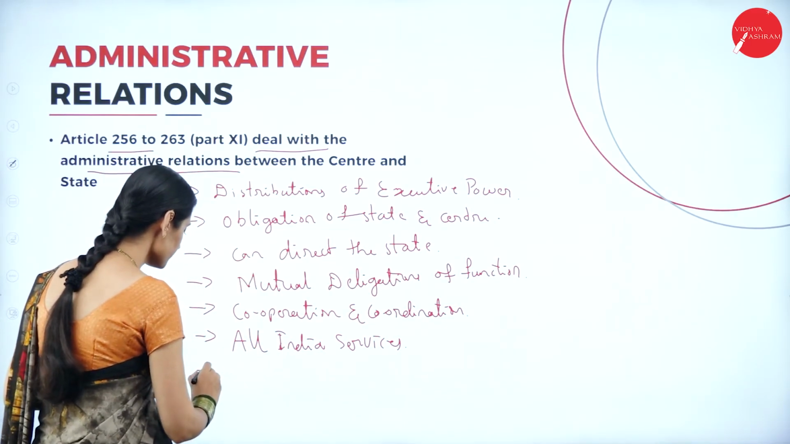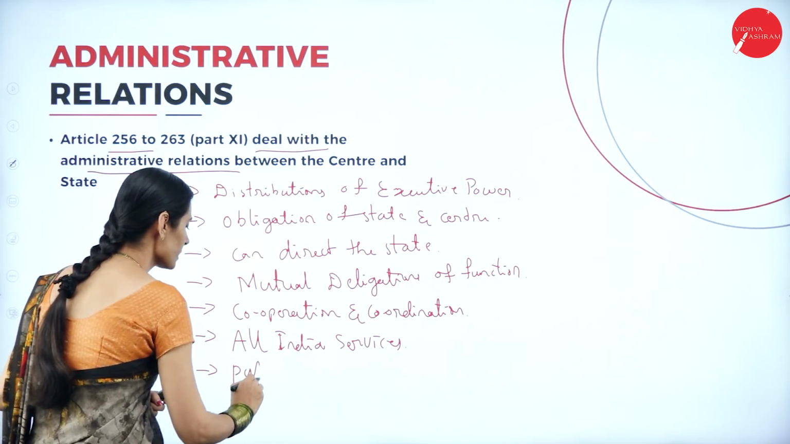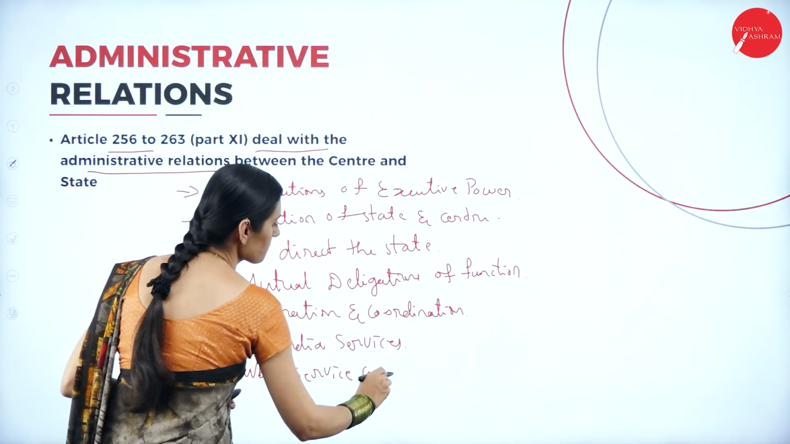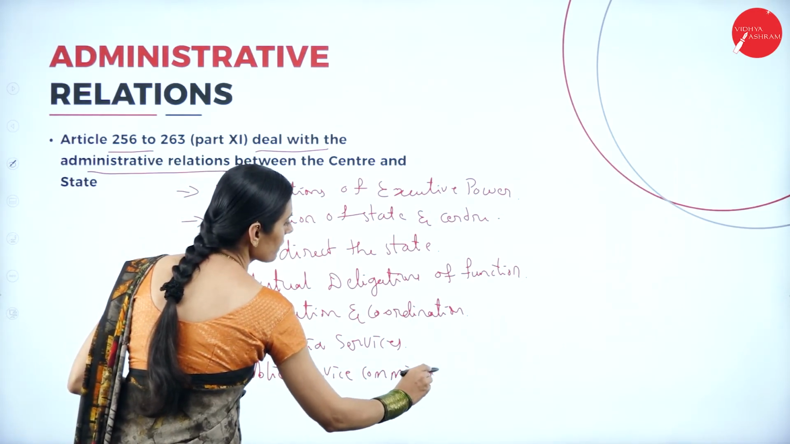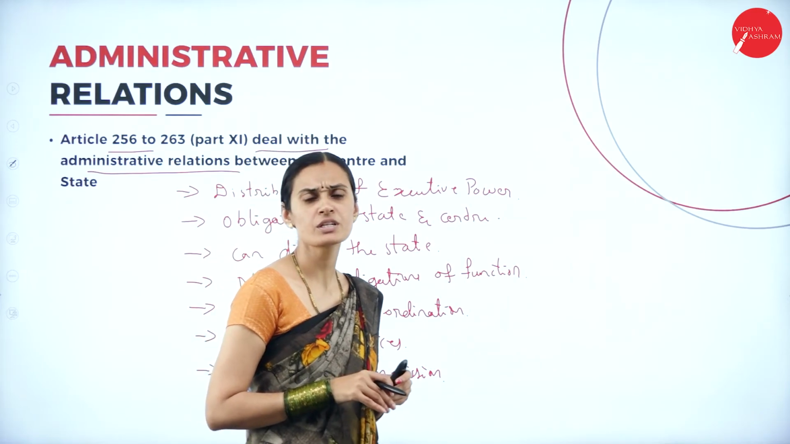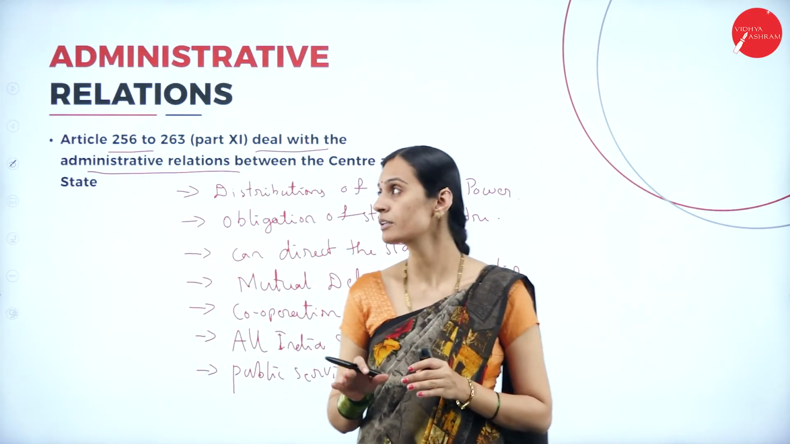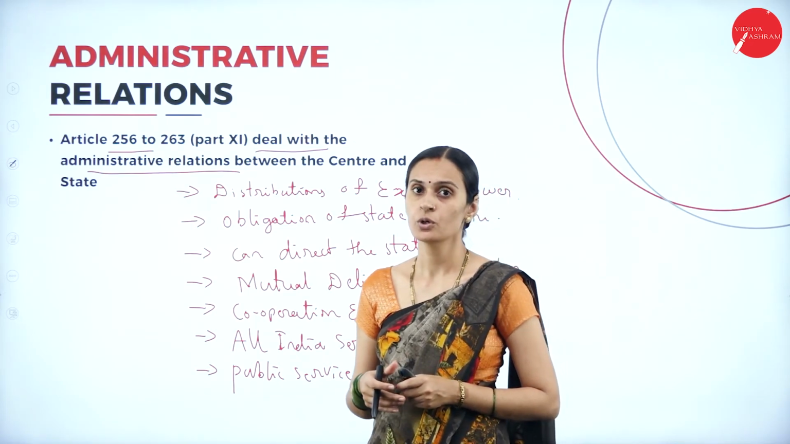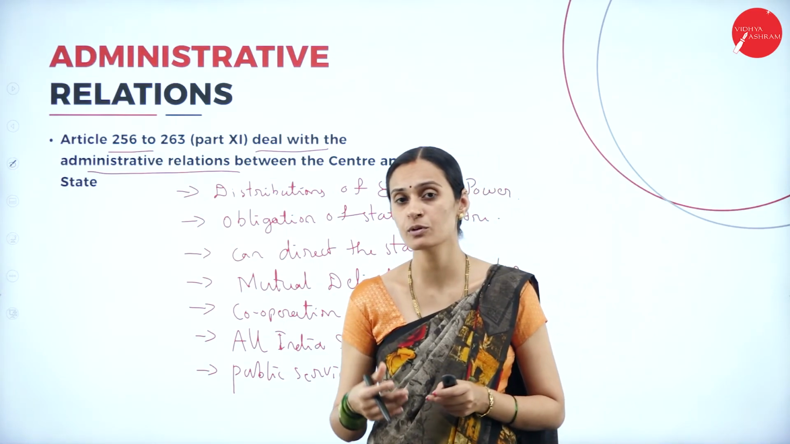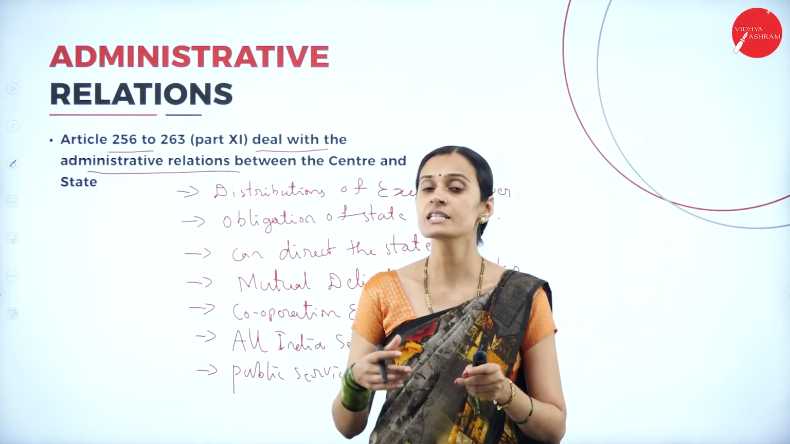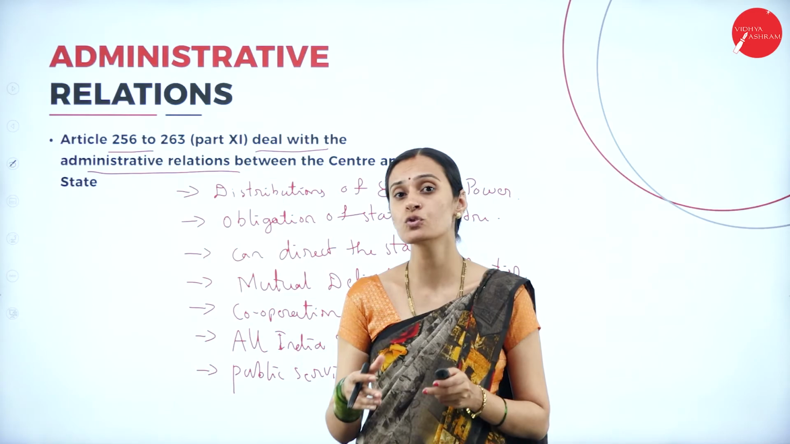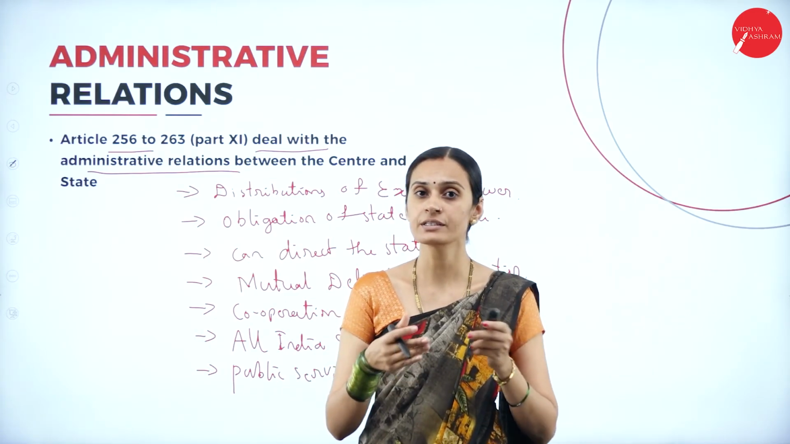And the next one, Public Service Commissions, and managing the relationship during the emergency period. So these are the different functions coming under the administrative relationship. There are important relationships: one is legislative, another is administrative, and another is financial relationship, which particularly belongs to the financial matters of central and state governments.